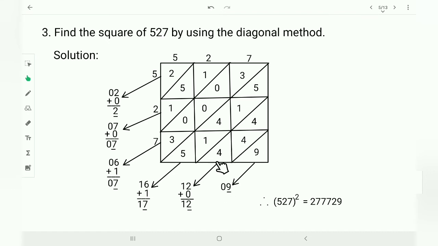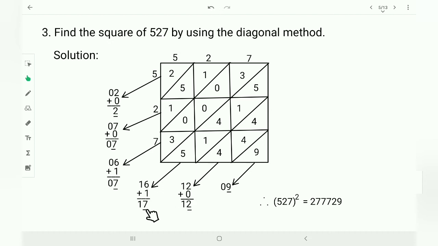4 plus 4 plus 4, 12. 5 plus 1 plus 4 plus 1 plus 5, 16. 3 plus 0 plus 0 plus 0 plus 3, 6. 1 plus 5 plus 1, 7. And then 2 in the last. And the same process, leave the 1's place digit here and carry the 10's place digit and add with the next addition. 12 here, 2 I am leaving here, which is at the 1's place, and 1 I am carrying and adding with the next addition.